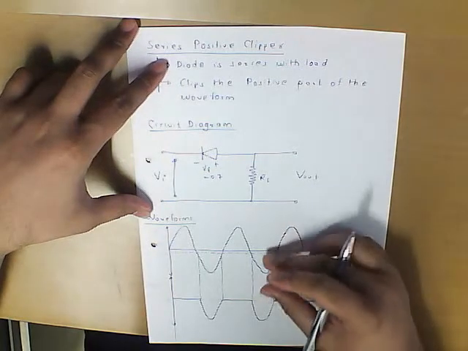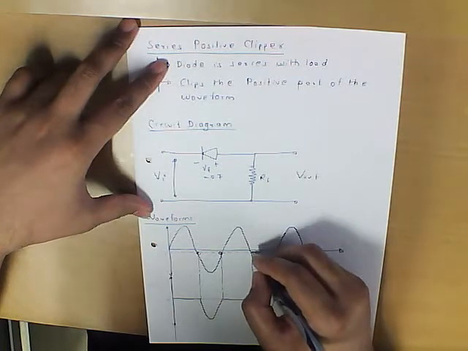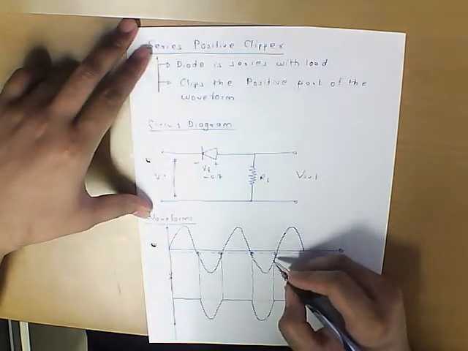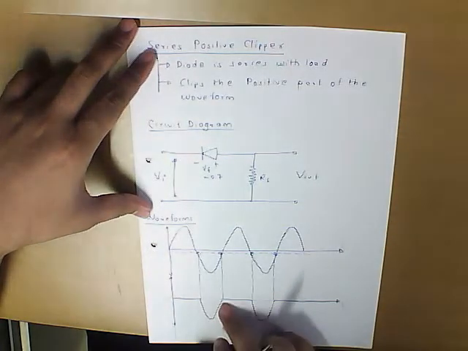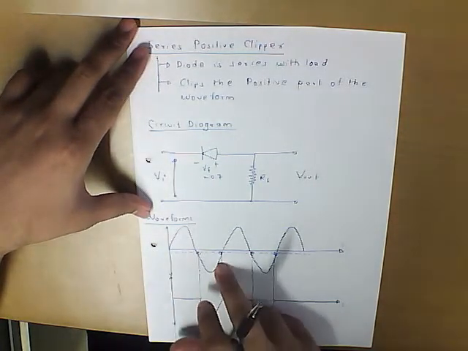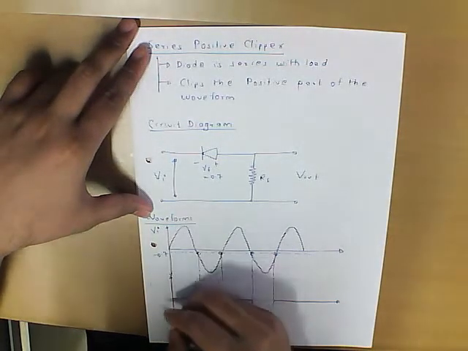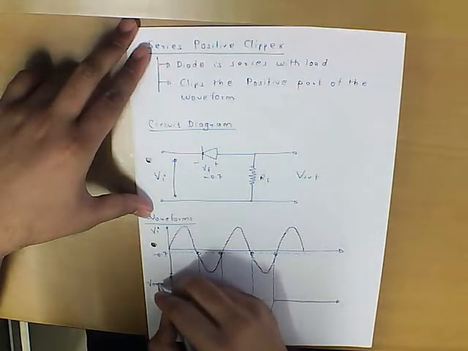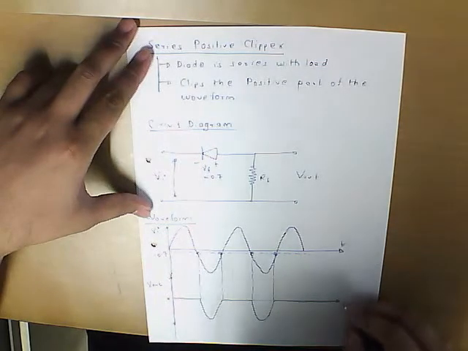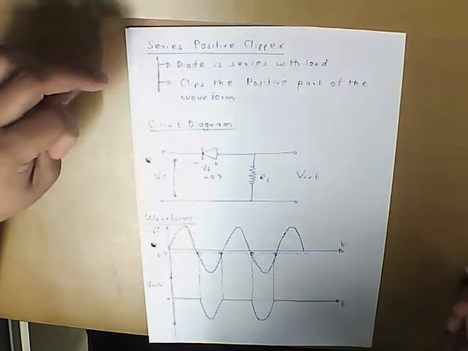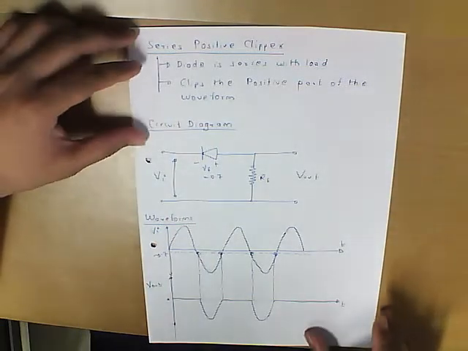So we need to project these points on the output axis. So these are the points. When we take it on the output side, from that point onwards it starts conducting, and the output follows the input. So if this is V in, and if this is minus 0.7, then this is my V out with 0 reference. And of course this axis has to be the time axis. So this is a series positive clipper.